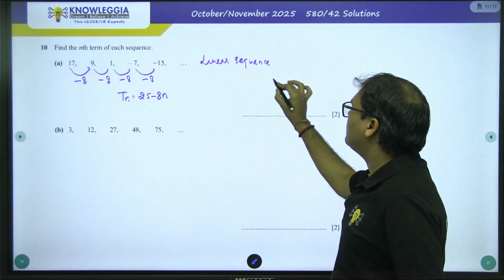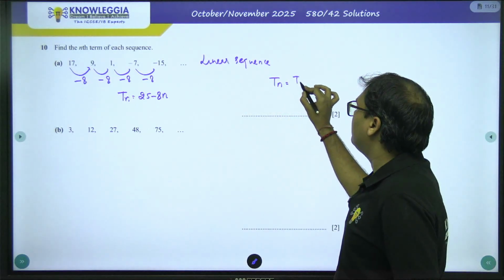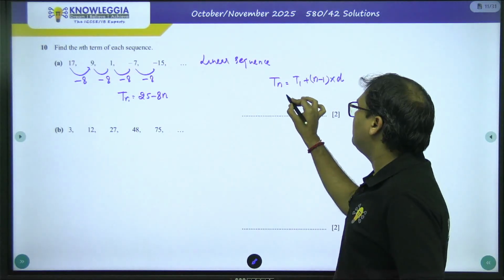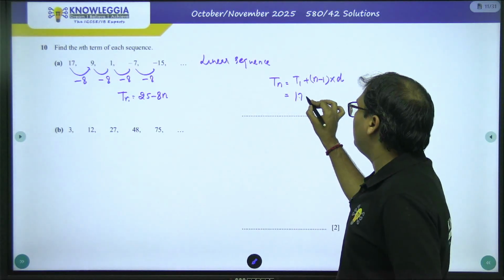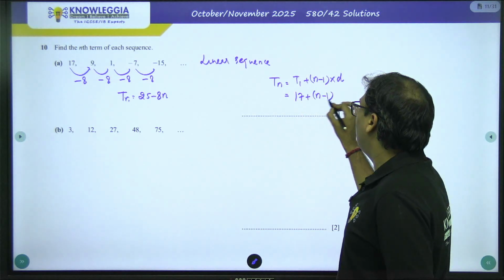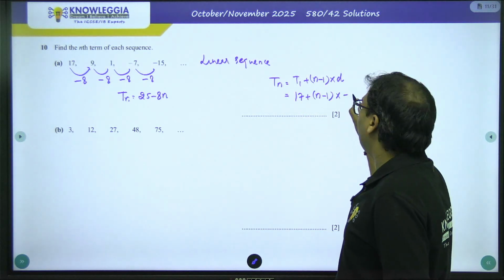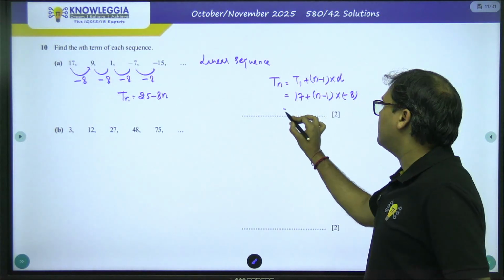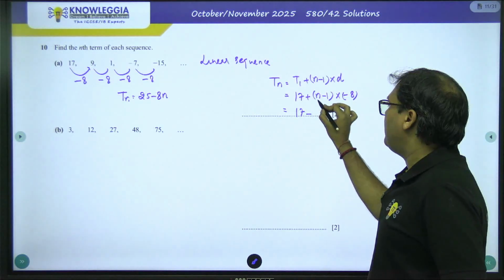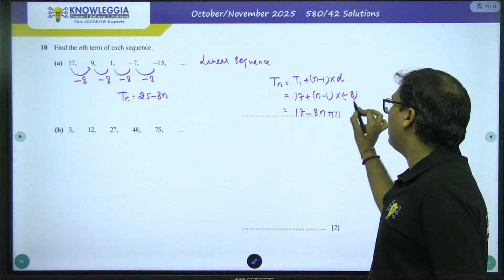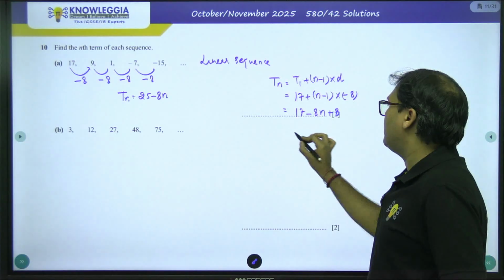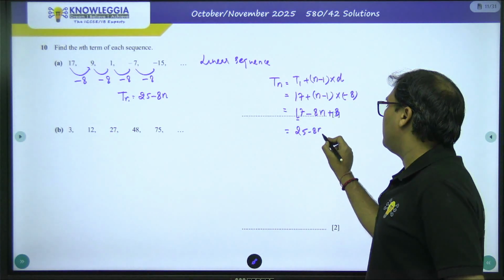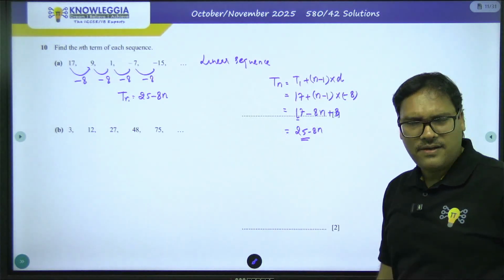Or otherwise, you can use this formula also. Tn is equal to the first term plus n minus 1 into the common difference. So what is the first term? This is 17, n minus 1. And what is the common difference? This is minus 8, negative 8. If I simplify this, you can see this is 17 minus 8 into n. This is minus 8n, and minus 8 minus 1 will become plus 8. So 17 plus 8, that is 25 minus 8n. That is how you can easily answer this question.